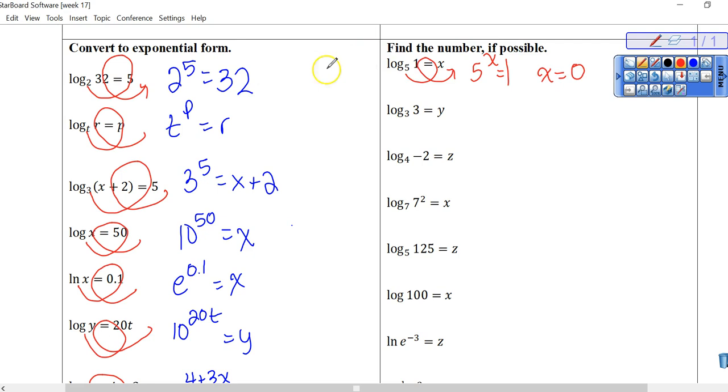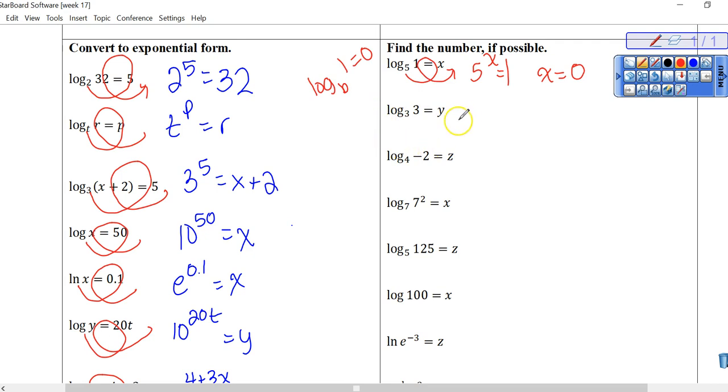And so here's a little log property over here. When you have the log of 1, regardless of the base, the answer is always 0. The log of 1 is 0. Doesn't matter what the base is. Okay, so that's a log property. You might want to memorize it. The log of 1 is always 0.